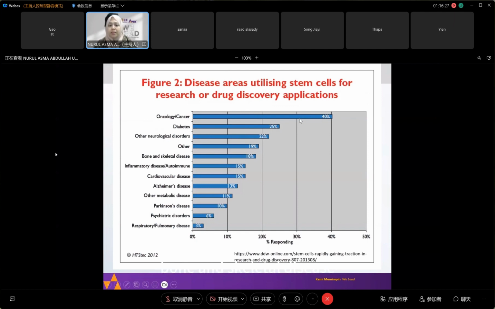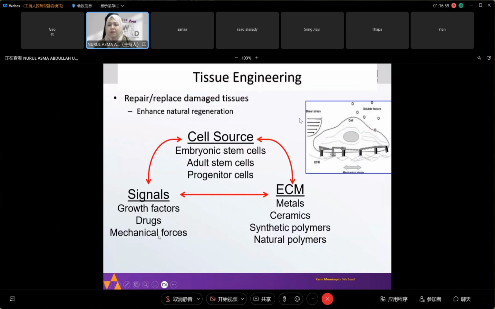And bone and skeletal disease, as I mentioned, inflammatory disease, cardiovascular. So if you can see, the demand is higher for the easiest regenerate tissue. Cardiovascular. Oh, Alzheimer's is here. So Alzheimer's has its own study, statistic or data. It's not put under neurological disorders. And Parkinson's, psychiatric disorders, and also respiratory, pulmonary.